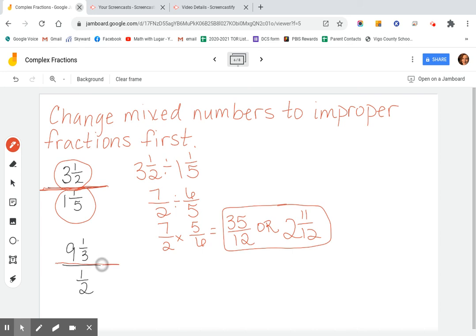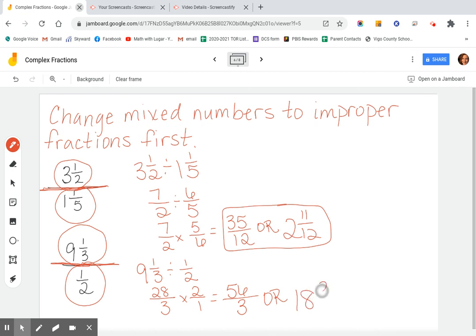All right, so I am going to identify his arms, circle the top, circle the bottom. So this really tells me 9 1/3 divided by 1/2. I'm going to make that 28 over 3, change it to times, and flip it to 2 over 1. Nothing cross reduces. So across the top, I get 56, and across the bottom, I get 3. You can leave it that way, or 3 would go in there 18 times. That would be 54, and you would have 2/3 left over.